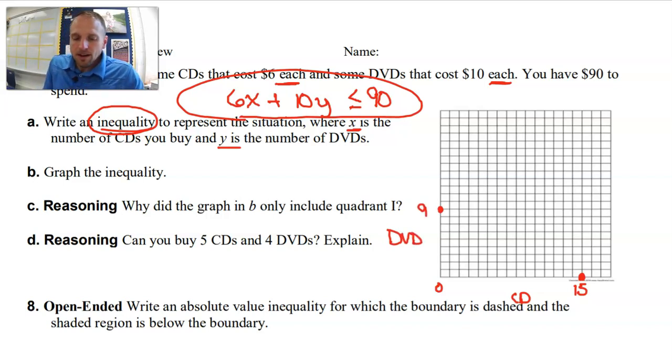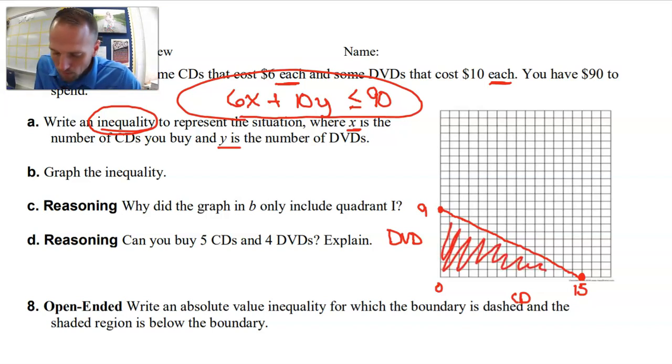Okay? Now I need to graph this. So I need to draw a line between them. And this is going to be a solid line because this is less than or equal to. So it's a solid line. And since it's less than, I need to shade below.